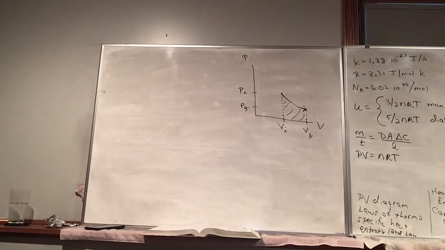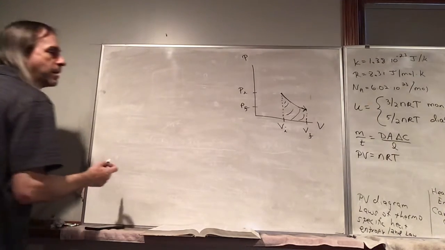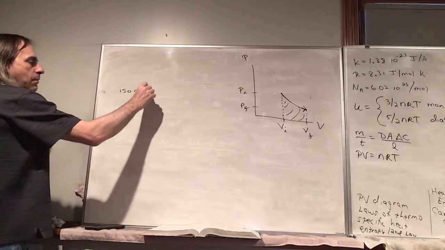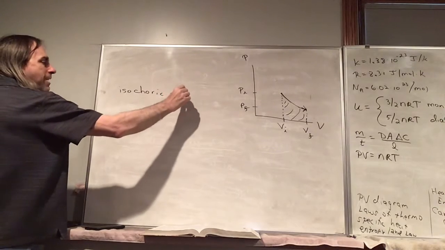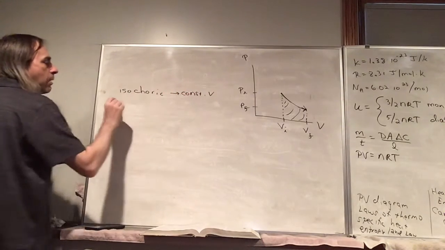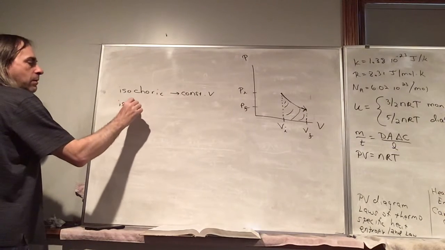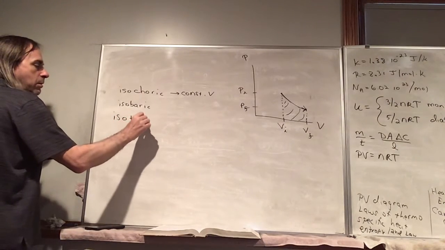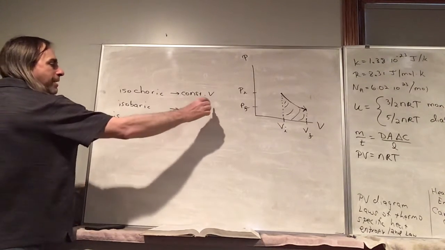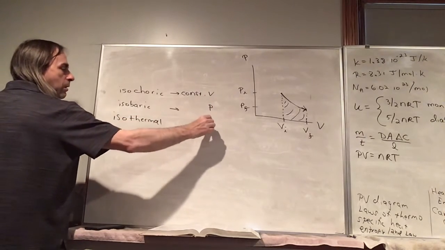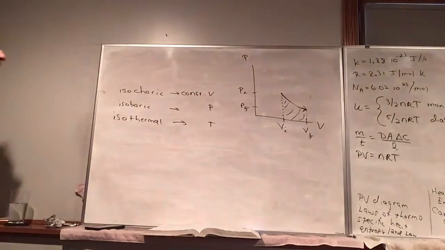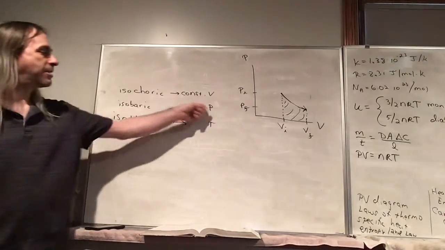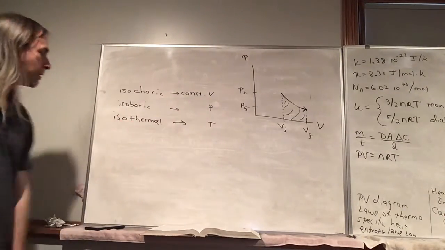Now we have 4 special types of processes. We have isochoric, which is constant volume. Isobaric, isothermal. Sorry, isobaric is constant pressure. So iso means same. Think barometer, related to pressure. So constant pressure. Thermal, related to heat, is constant temperature.